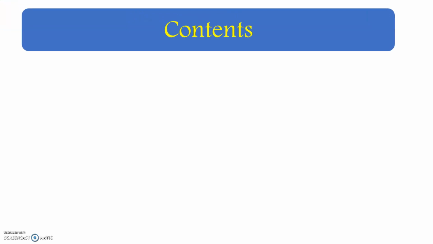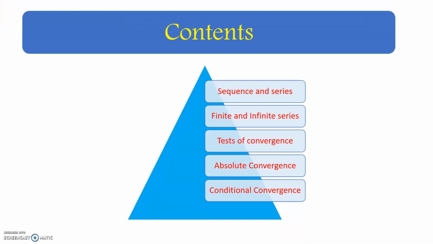Next, we are going to see the content of sequence and series. The first content is sequence and series. We are going to see the definition of sequence and the kinds of sequences. Next one, finite and infinite series. Next one, tests of convergence. We have various types of tests. Another one, absolute convergence. Then the last one, conditional convergence. So these are the contents we are going to see in the upcoming sessions.